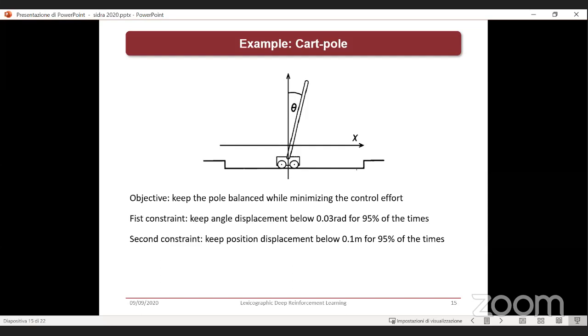that are related to keeping the angle and the position of the cart in a certain region for 95% of times. This percentage is arbitrary, but we will see that it can be changed also in real time. So it is not something that enters the training procedure.